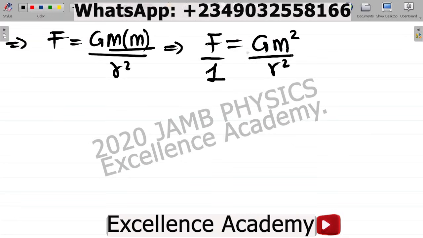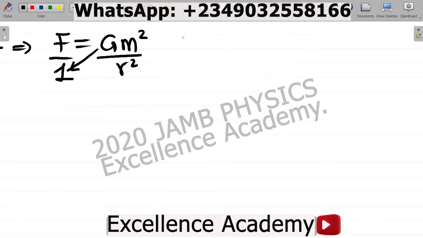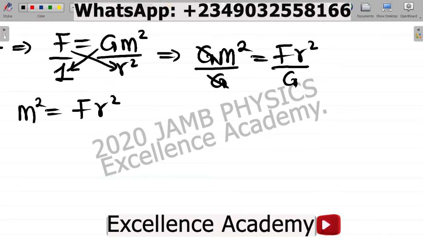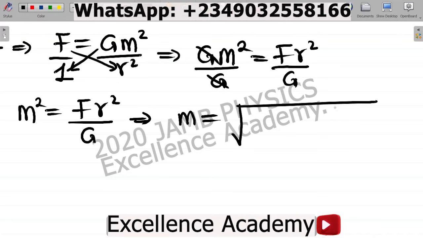If I cross multiply, G times M squared times 1 gives you G M squared. From here we have G M squared is equal to F times R squared gives you F R squared. Divide this by G, divide this by G. This cancels this. So we have that M squared is equal to F R squared all over G. To get the value of M, I'll take the square root of both sides. So M will be equal to the square root of F R squared all over G.